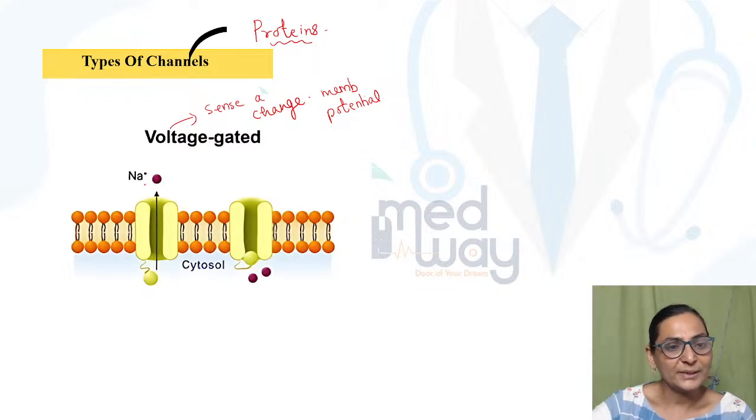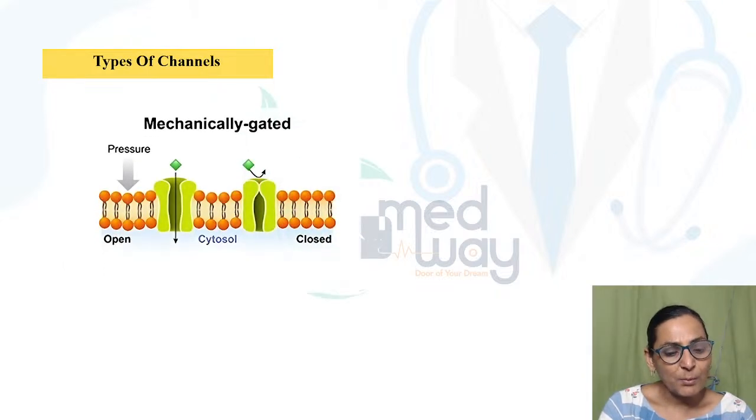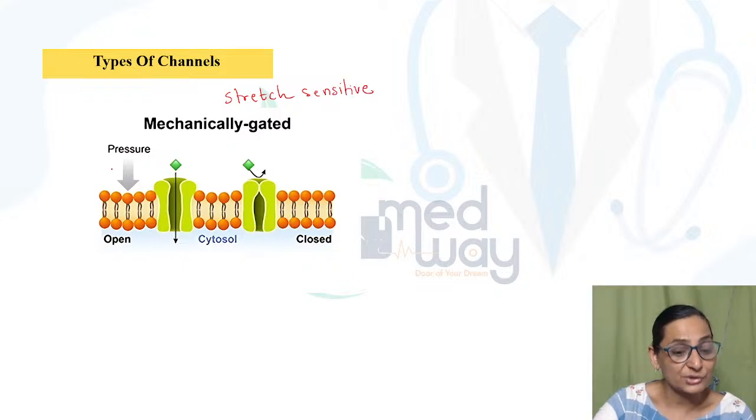Very commonly, we know there are voltage gated sodium channels, voltage gated potassium channels, and even voltage gated calcium channels, right? So the first type of channels are voltage gated. The next important channel are mechanically gated channels. Mechanically gated means they are a kind of stretch sensitive channel, which respond to pressure or change in pressure or stretch.